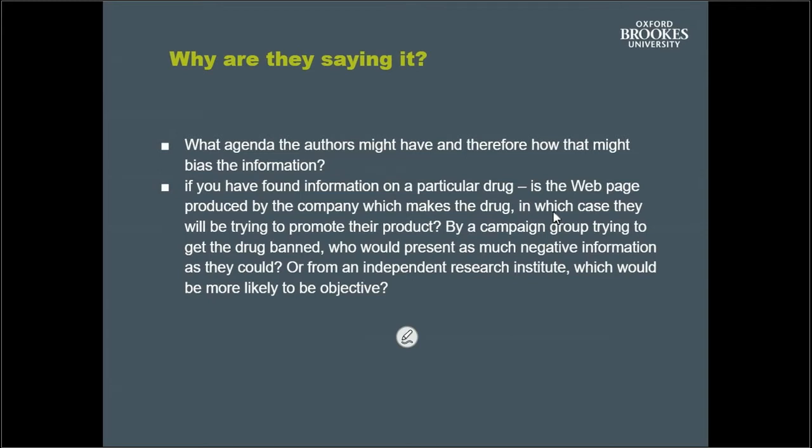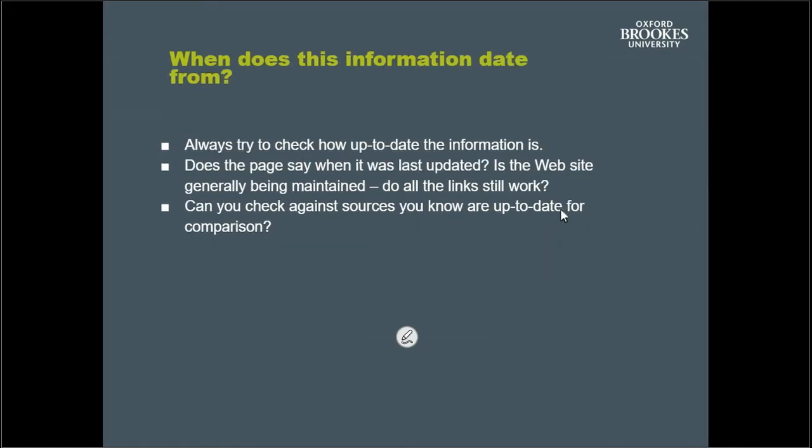This is thinking critically. Why are they saying it? What agenda might the authors have, and therefore how might that bias the information? Is it political? Are they pro-Brexit, against Brexit, or whatever? If you have found information about a particular drug, and it's a web page produced by the company that has a vested interest in selling the drug, there's a commercial interest. So all that kind of stuff, pretty obvious.